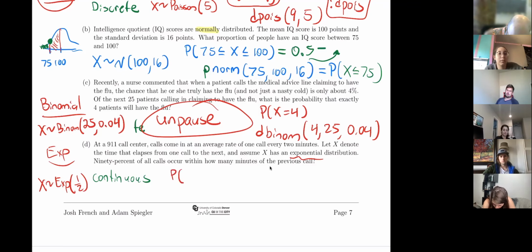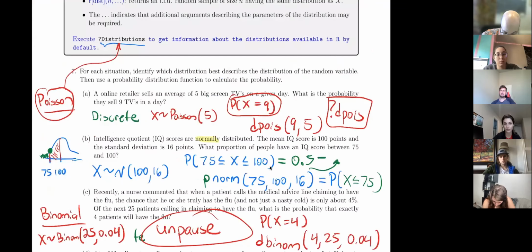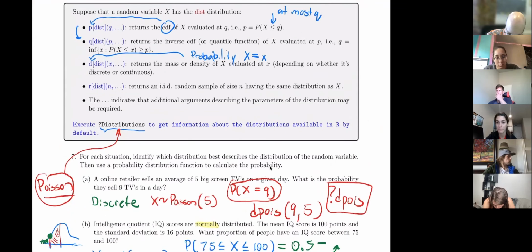And this one is asking us, for what value of X, let's put it this way. Here's my exponential distribution. We're trying to find what value of X, the 99th percentile, has an area of 0.99 below it. So we've got the X distribution, and in this case, we want to do the inverse CDF. So we want to use a quantile function. So we're going to use a prefix of a Q before that.